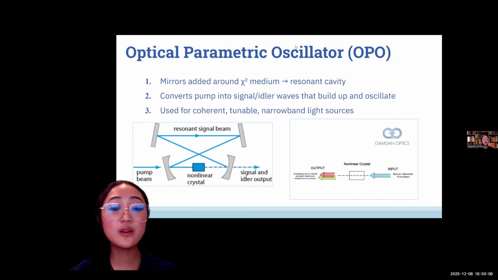Placing mirrors around a nonlinear medium creates what is called an optical parametric oscillator, or OPO for short. And these are widely used as coherent tunable light sources.